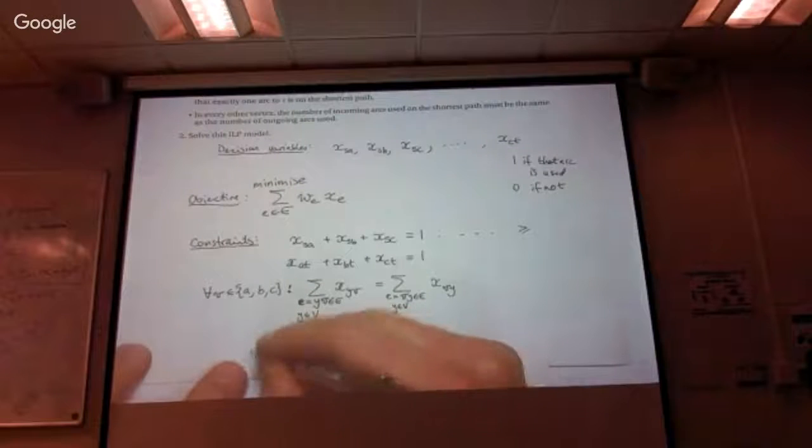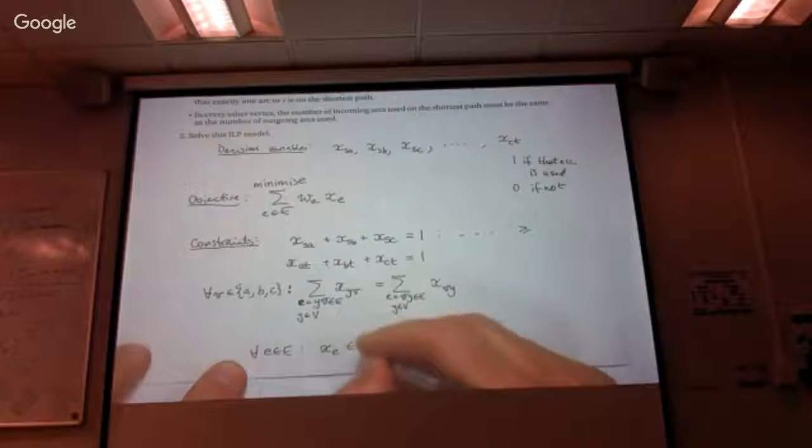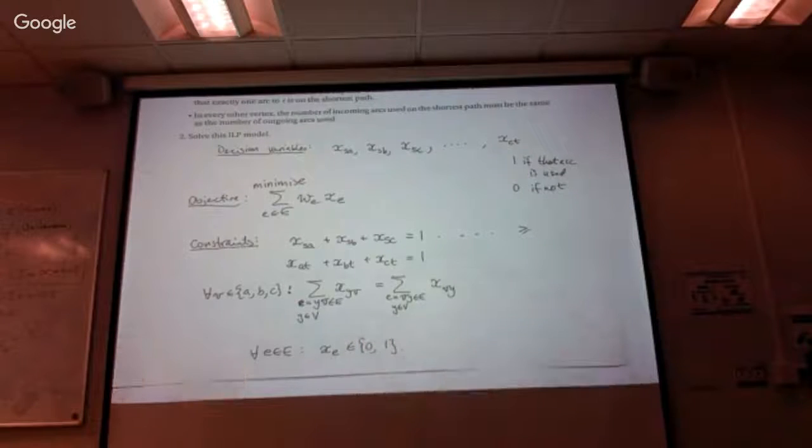And then, of course, for every one of these decision variables, you want this to be binary. That's the last constraint. Any questions about this formulation?